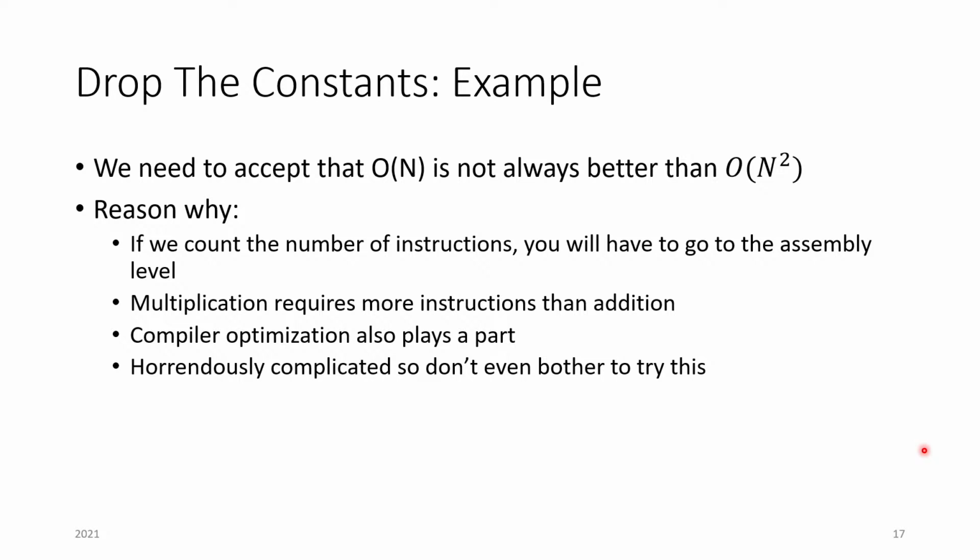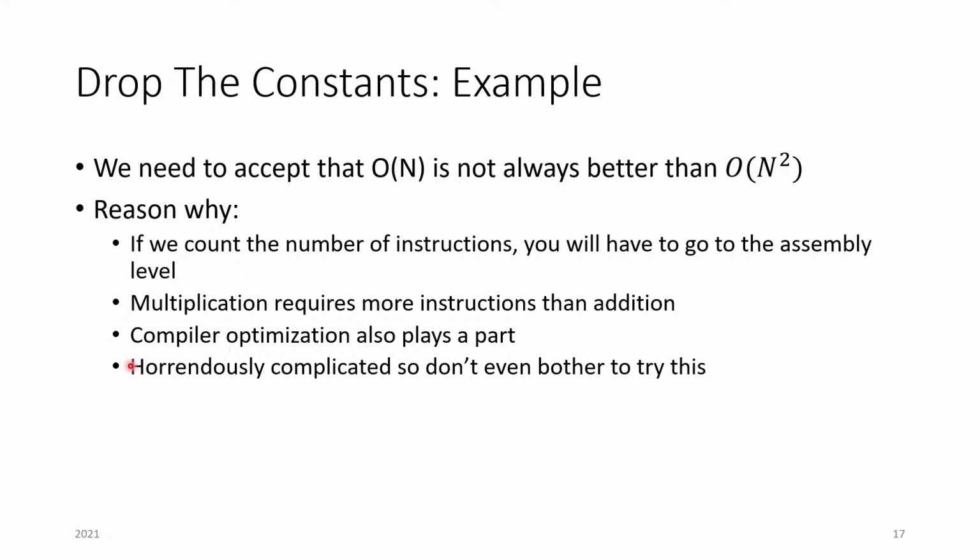We also have to accept that in some cases, O of n, being a linear time coefficient here, is not always better than the O of n squared coefficient, which is going to be the quadratic relationship here. The reason for this is that once you go down to the number of instructions that we just did here, in some cases you will have to end up going down to the assembly level. And when you go down to the assembly level, which is all the way down to machine code, multiplication operations in particular require a lot more instructions than addition. And your compiler hides this from you because it does a lot of optimization.